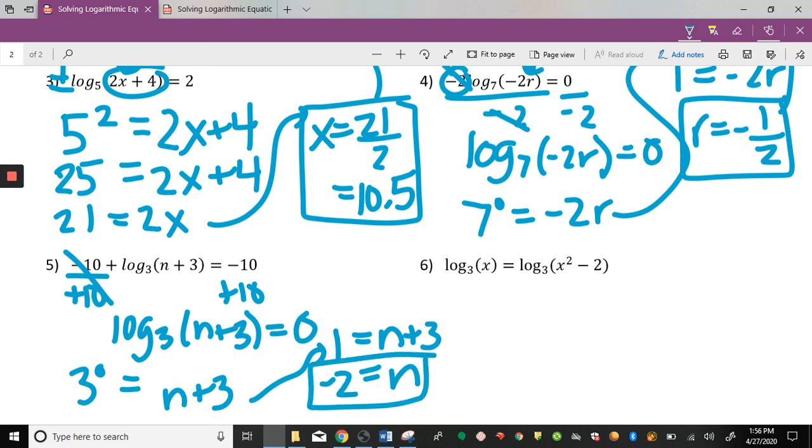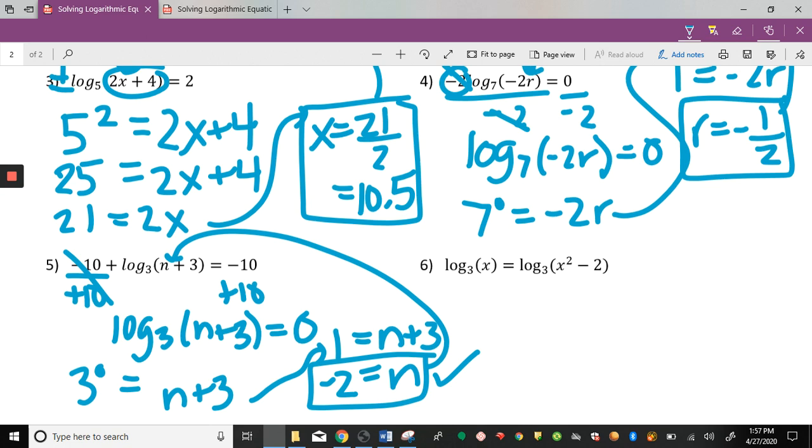This is your answer as long as when you plug it in to your log, you don't get 0 or a negative number. So even though it's negative, think about this, you'd have negative 2 plus 3. That still gives you log base 3 of 1. So you're still good, and it's not 0.